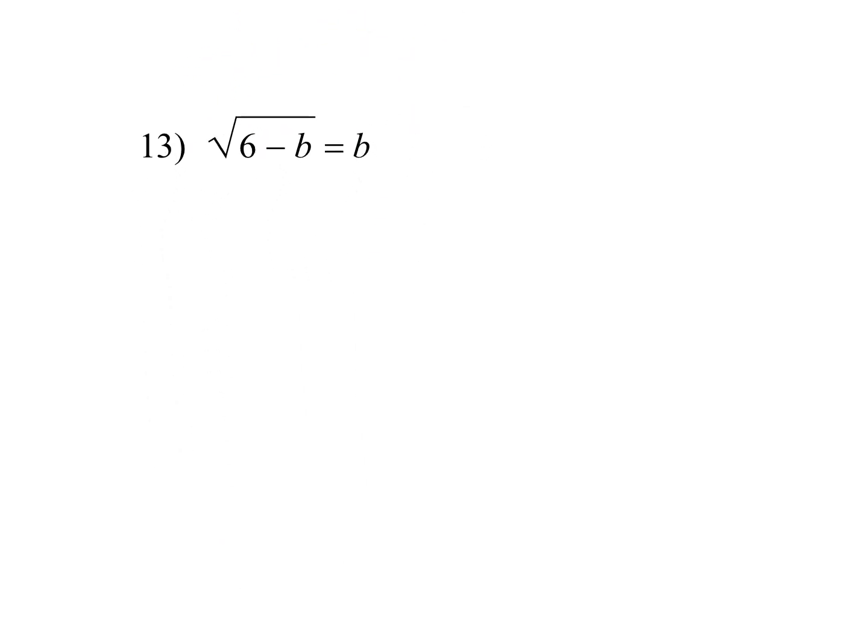What's different about number 13? Has one radical. What's on the other side? It's a variable, okay? Is the radical by itself? Right now. Yes, so how can I get rid of the radical? Yep, I can square right away on both sides. So I have 6 minus b equals, what's on the other side? B to the second power, yep.